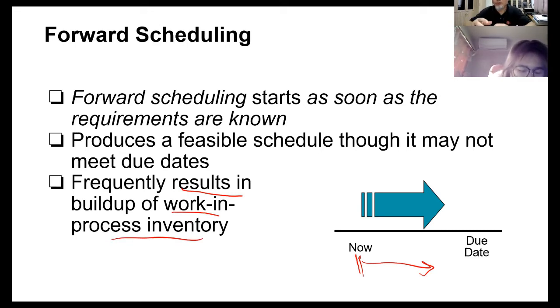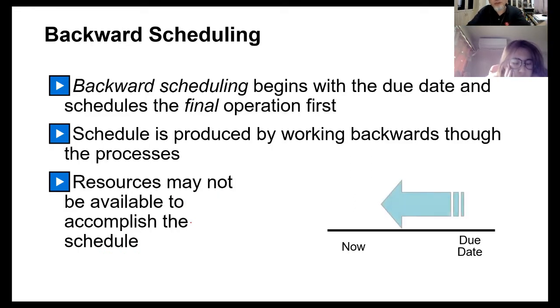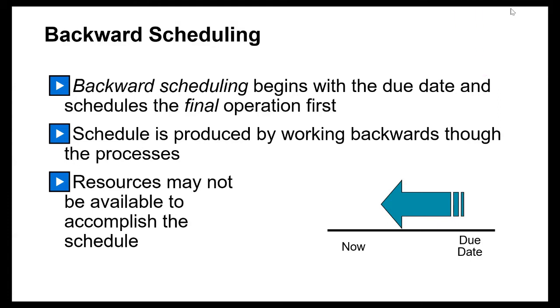Because you do, according to forward scheduling. So opposite to this is backward scheduling. Backward scheduling, you start from the due date. What is the due date requested by the customers? You will be given the due date. All orders will have a due date. You schedule the final operation first, and you start backwards. So due date, and you move this way, like the MRP. That is backward scheduling.